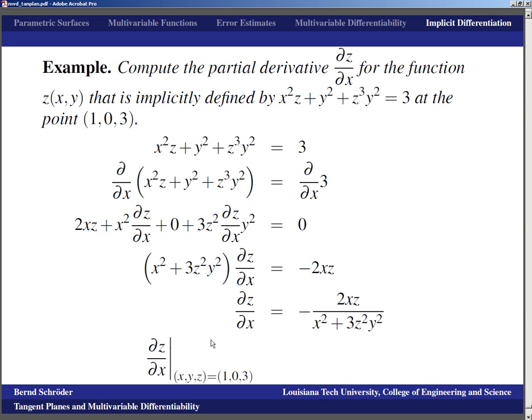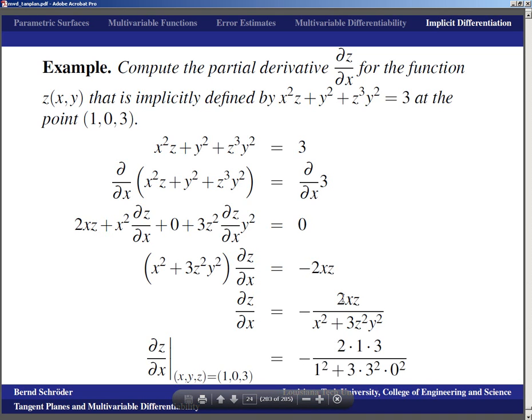And if we want to find that partial derivative at the point x, y, z equals 1, 0, and 3, then even though the right-hand side depends on z, that is not that much of a problem, because if the function is implicitly defined, we don't expect that we can solve for z, so we don't expect that we can get rid of this z in the partial derivative either. But that's not a problem, because at the point where we want to take the derivative, we also have a value for z, and so if we plug all that in, what do we have?